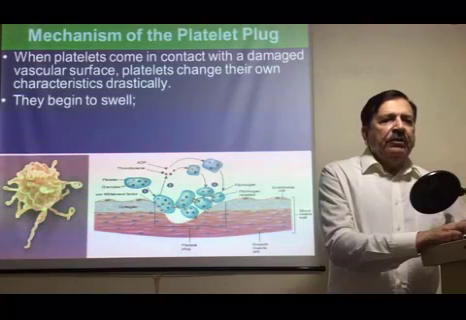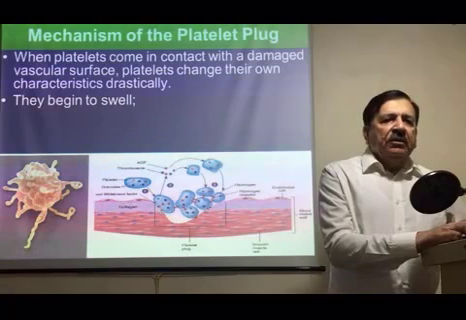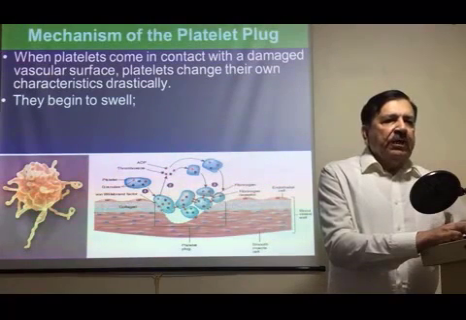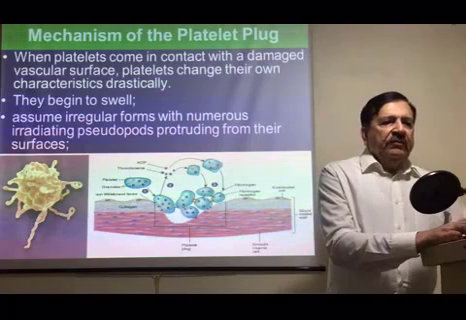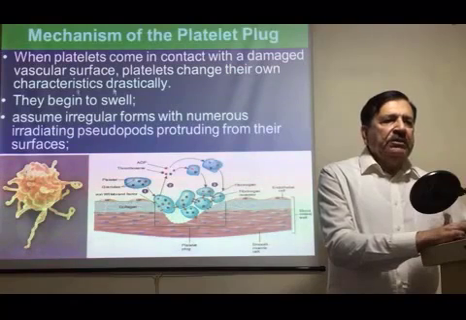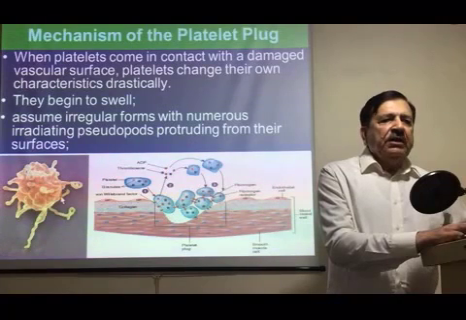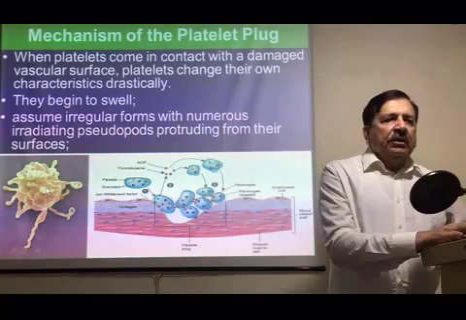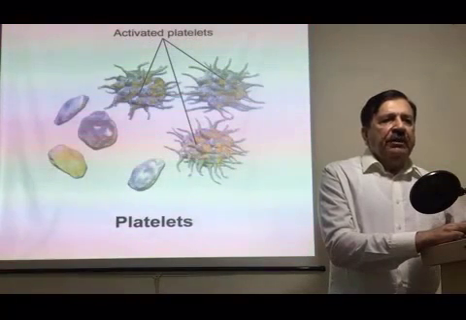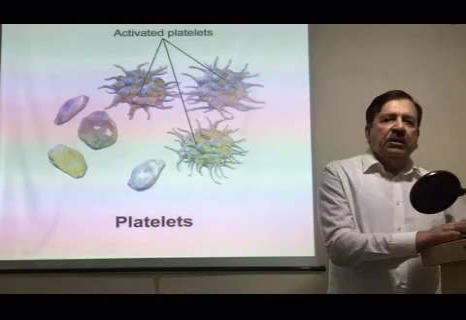What are these changes? They begin to swell. In the beginning they are small, but when they attach here to the collagen or underlying tissue, they begin to swell up and assume an irregular form with numerous irradiating pseudopodia protruding from their surface. Here you can see that there are multiple pseudopodia produced from its surface, and its surface becomes irregular. This is activation of the platelet: normal, then swelling up, and at the last it is activated and produces the pseudopodia.